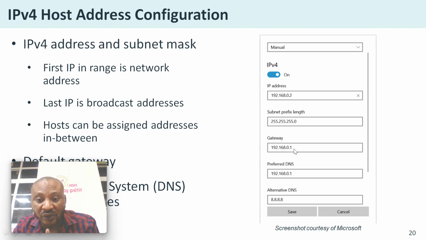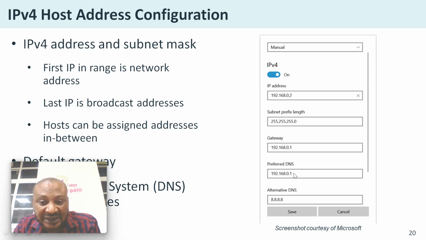By default, in most cases, your router addresses of your network always take 1. They take the first IP address. That's why you see 192.168.0.1. Then the client, that computer, is given 2. So DNS 2.